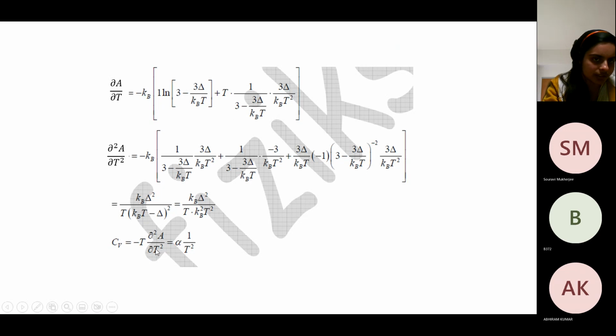So if you have the expression for A, just do a double derivative with respect to temperature and multiply by temperature, and that would give you how your specific heat depends on temperature. Is this clear?